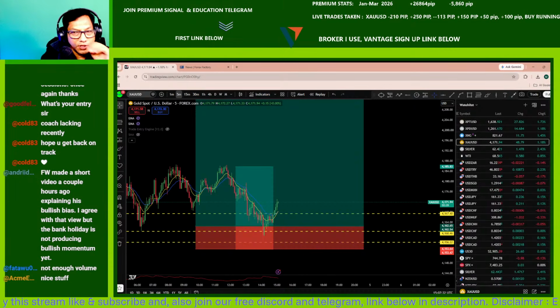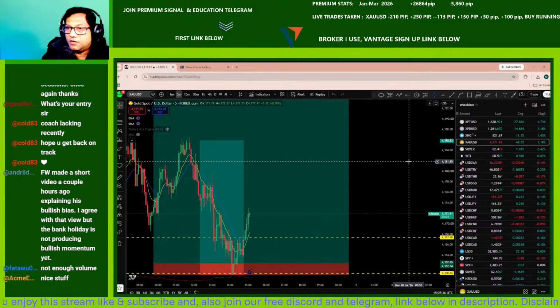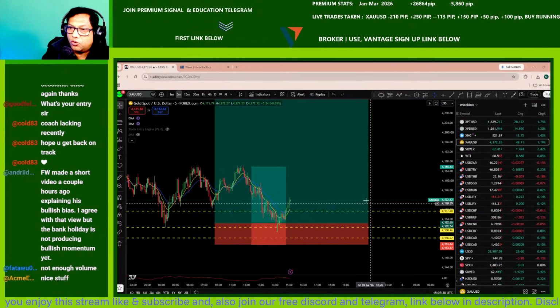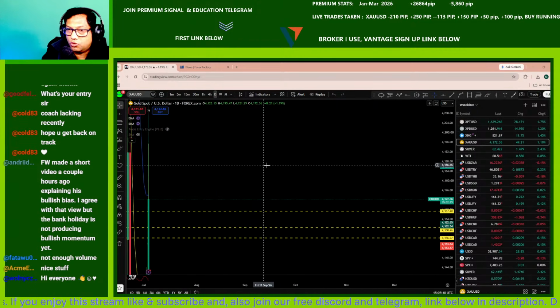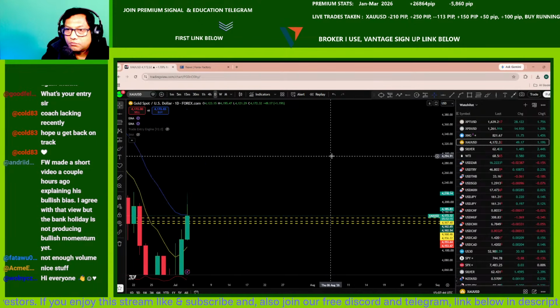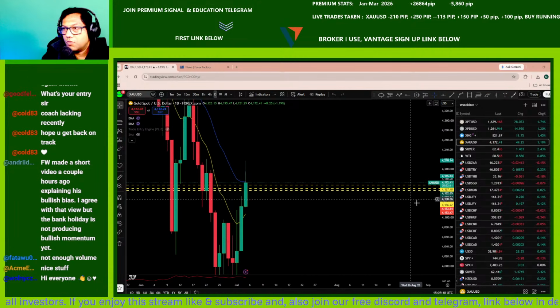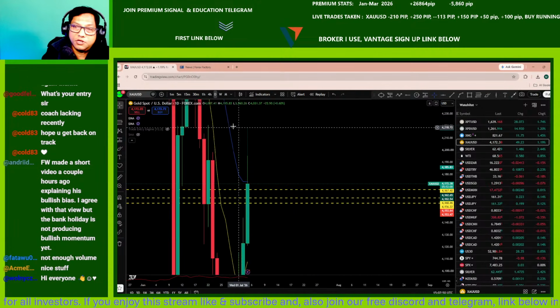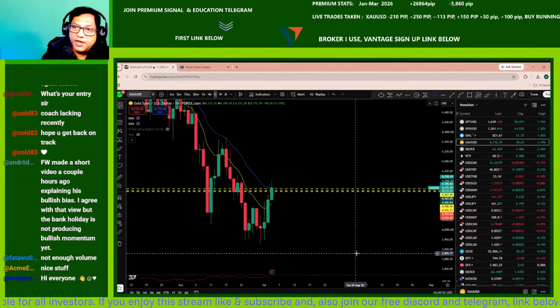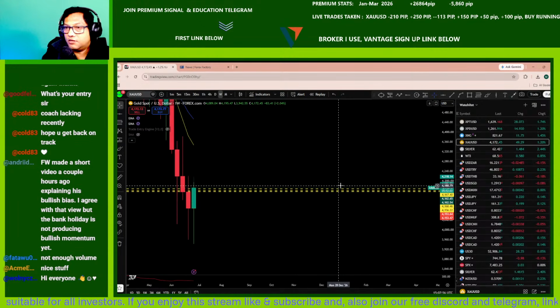Not enough volume. Yep, we can see that. And the market is, if you look at it, for the TP2 it might go to next week if you want to hold on to that. But I will be holding for the TP2.